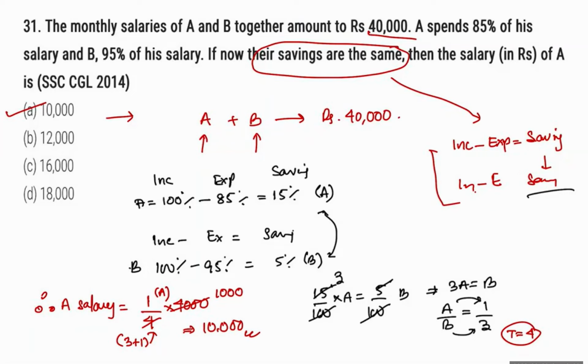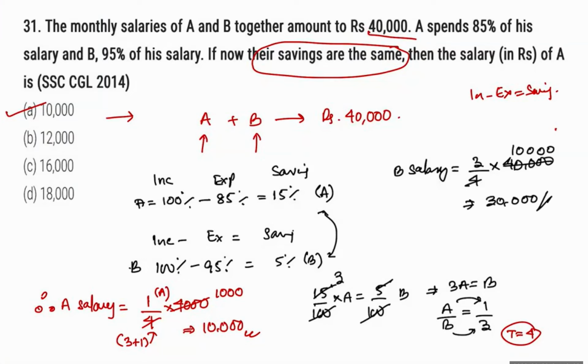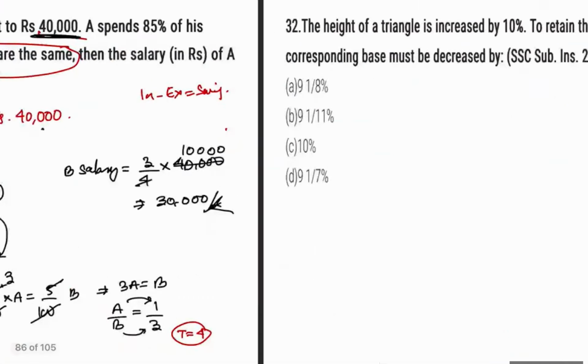Now if they ask for B's salary, suppose they say B's salary, income minus expenditure is saving. B's salary is in proportion, so the total is 40,000. A's share is 10,000 and B's share is 30,000. So 10,000 plus 30,000 is 40,000. Question number 32.